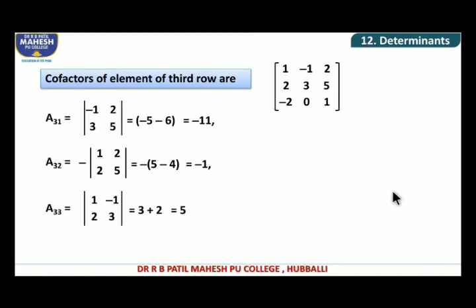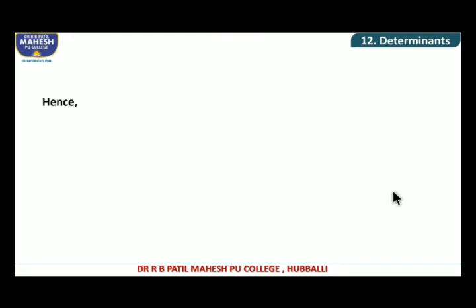Now we have to write down the cofactor matrix, and after that we can find out the adjoint of A. So the adjoint of A is the transpose of the cofactor matrix. So let us write down the cofactors here: 3, minus 12, 6; 1, 5, 2; minus 11, minus 1, 5. The transpose of this matrix is equal to the adjoint of A.